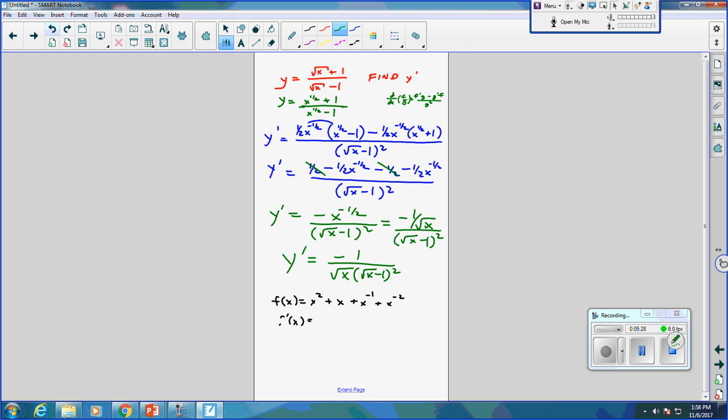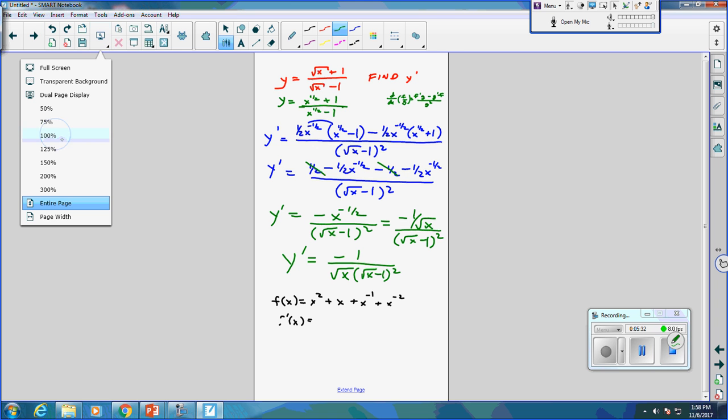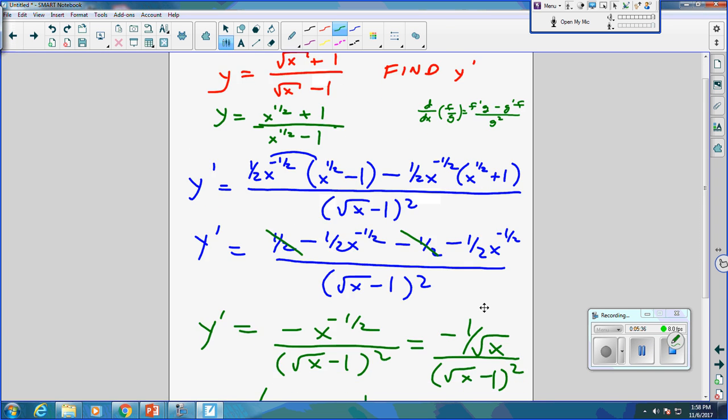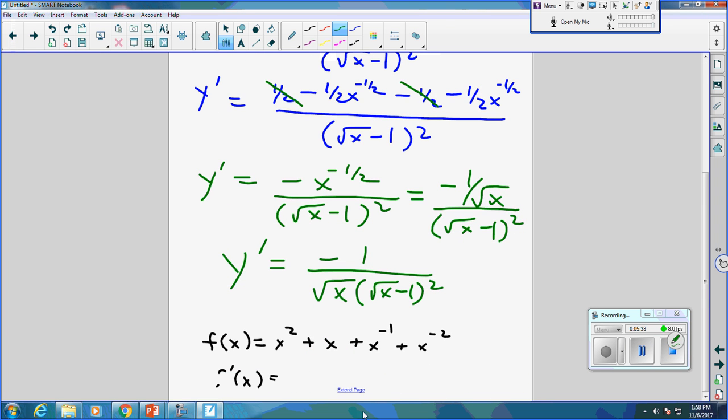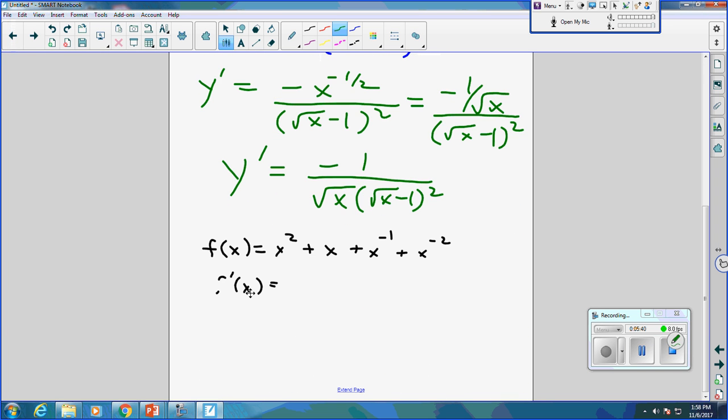All right, next one. This one I think is pretty easy, everybody. And this one I would tell you not to simplify. All right? And I accidentally erased the f prime a little bit. Everybody, how about 2x plus 1 minus x to the negative 2 minus 2x to the negative 3?